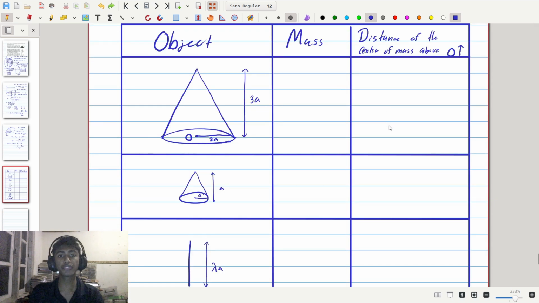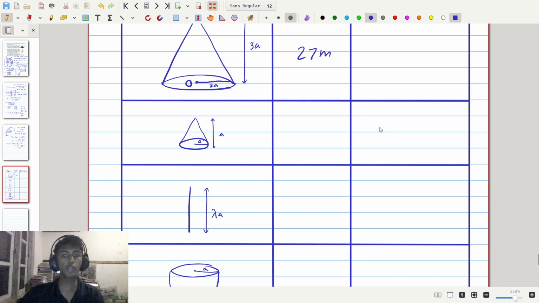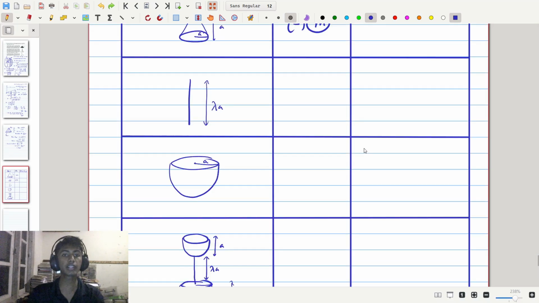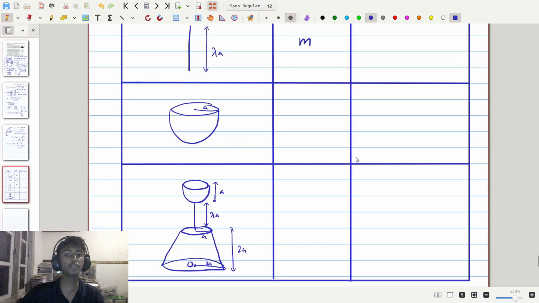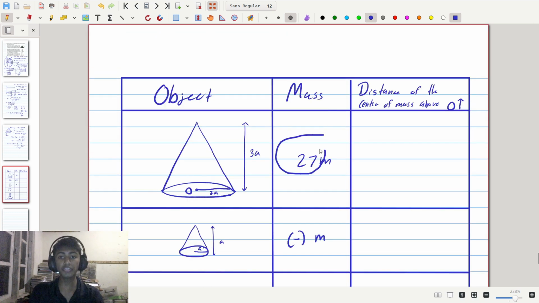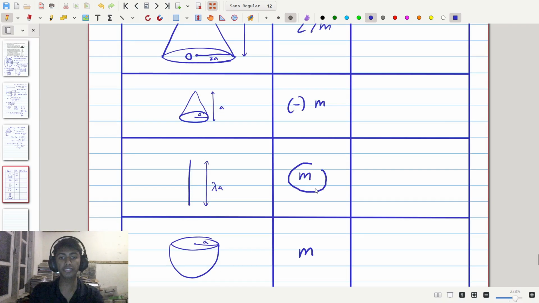So, going up, if we start filling, the total cone which we found earlier had a mass of 27m. The small cone that we took from the top had a mass of m, but the m here is actually negative, so I'm going to put in brackets a negative sign to indicate that the mass m here is being removed from the composite object. After that, we have this little rod of length lambda a here, and that rod has a mass of m, so I'm going to say m here as given in the question. And finally, the hemisphere also had a mass of m. So considering the total mass here, we have 27m, we have a negative m, we have a plus m and a plus m.